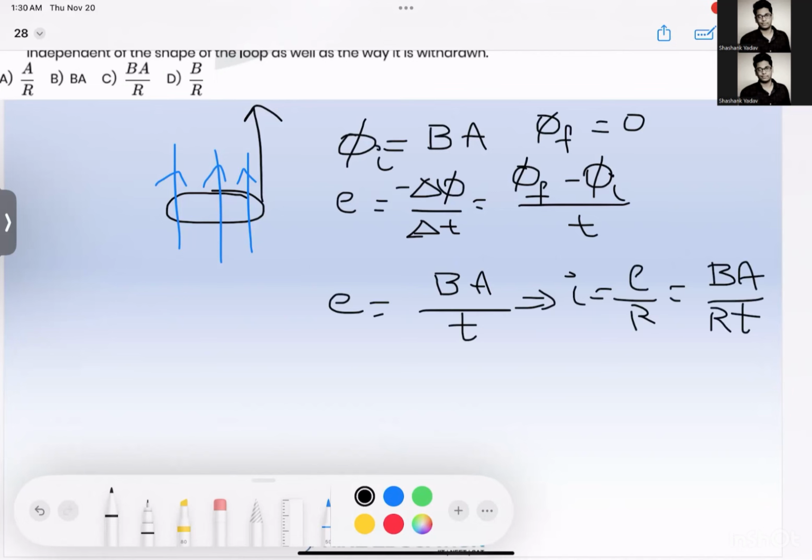If I value is that much, then we know that the charge flowed is equal to I into T, which will give us the value BA by R. It means C is the right answer.